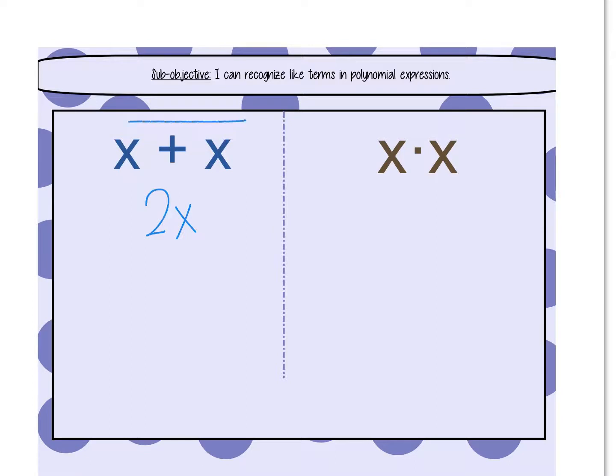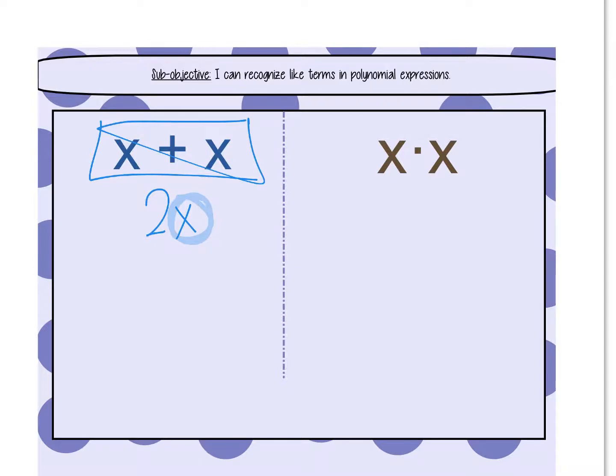When I combine like terms, my answer doesn't change the exponent. Like terms, so if I took apples and added more apples, they don't turn into oranges. So x plus x doesn't become 2x squared. It stays what it is.